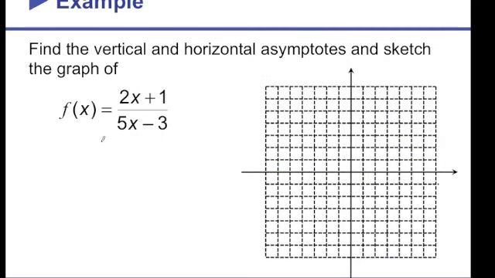Here's one more rational function, let's find the asymptotes. I believe again we can number by ones. For the vertical asymptote, set the denominator equal to 0. So I end up with 5x equals 3, and x equals 3/5 is my vertical asymptote. So that's going to be approximately here.